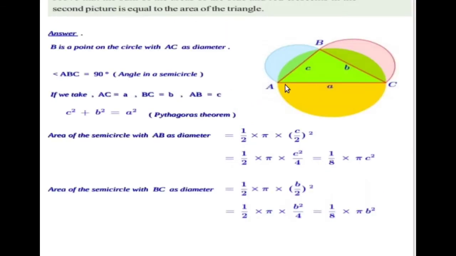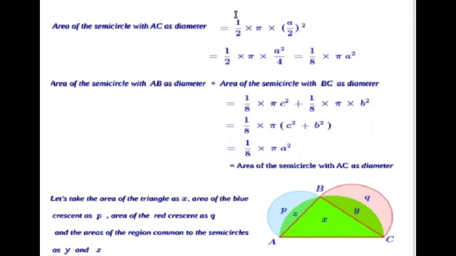Yes, this length A is the diameter of AC. So the diameter is small a, then the area is equal to 1 by 2 pi (a by 2) the whole squared, that is equal to 1 by 2 into pi into a square by 4, that is equal to 1 by 8 pi a square. Okay, that is the area of the semicircle.